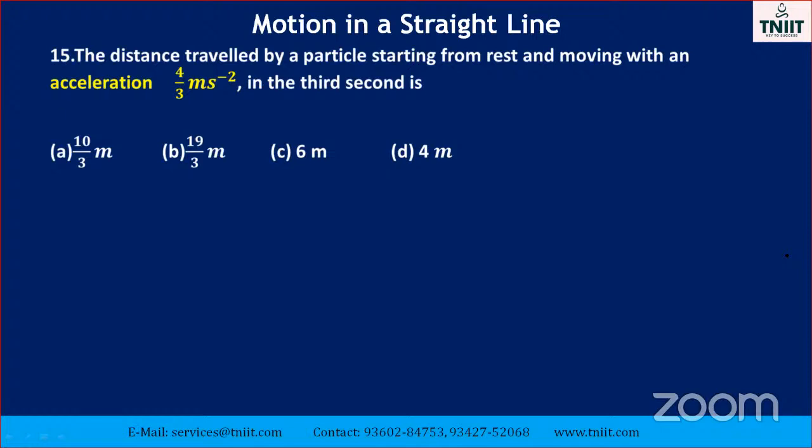Look at this problem. The distance traveled by a particle starting from rest. What is the meaning of that? If it is starting from rest, the initial velocity must be 0, right? And with what acceleration is it moving? 4 by 3 meter per second square. What is the distance traveled in the third second?